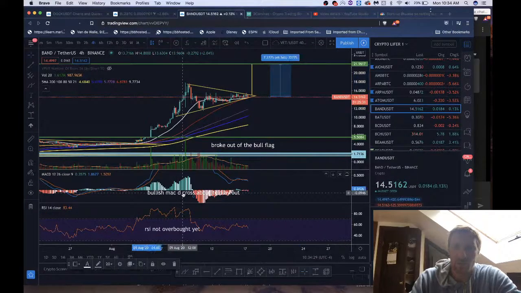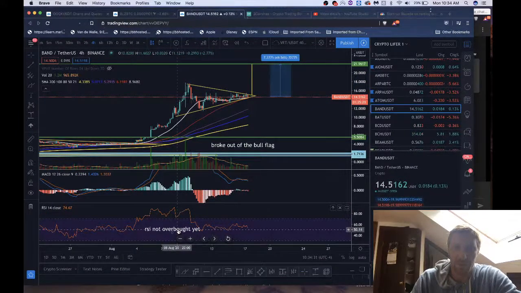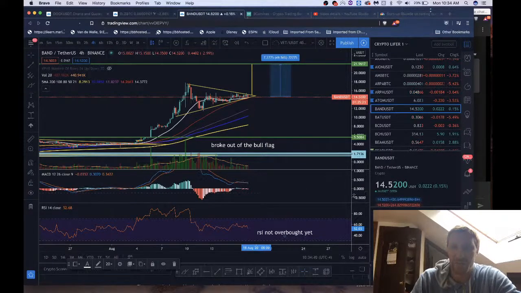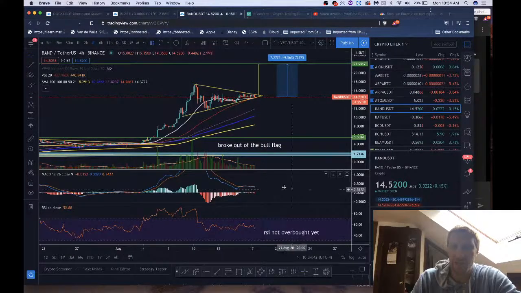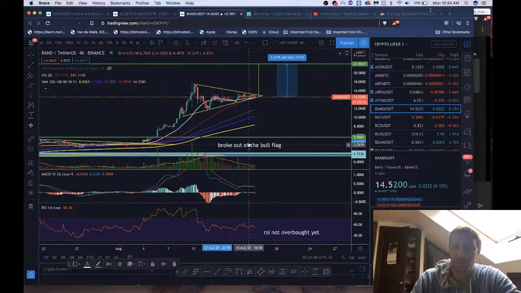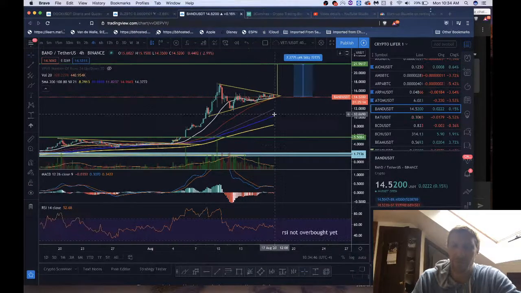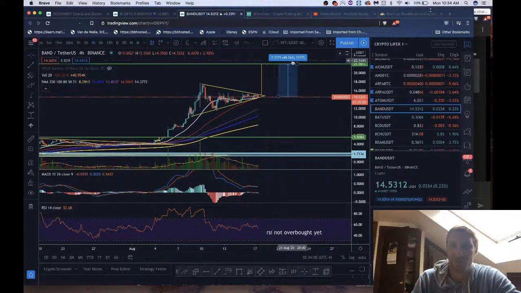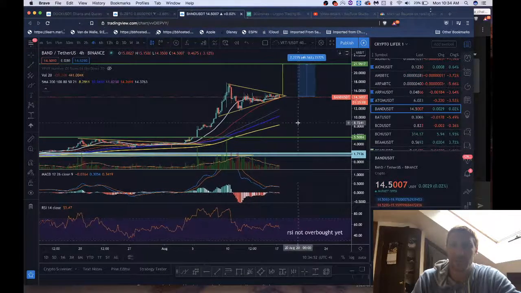This is old work. Let me just delete the old work. RSI not overbought yet. Just really weak on this pattern here. I just feel like there's not a lot of momentum to sell this. It just added to Coinbase. It's about to make a huge breakout, in my opinion. Look for Band to go up 49% in the coming days.